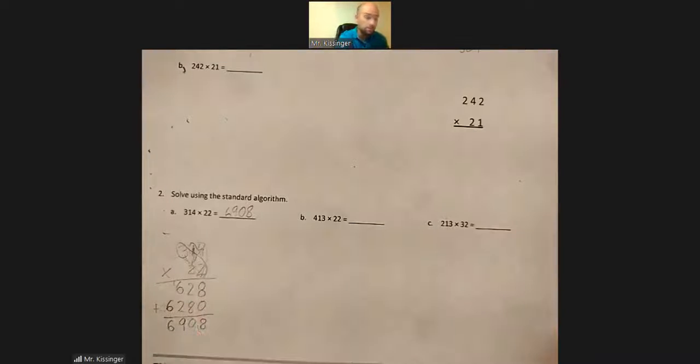So we're just taking each one of these numbers. We're going to multiply by 2, multiply by 2, multiply by 2. And then we do the same thing, but we're going to take the 4 and multiply by 20, multiply by 20, multiply by 20, and then we add those together.